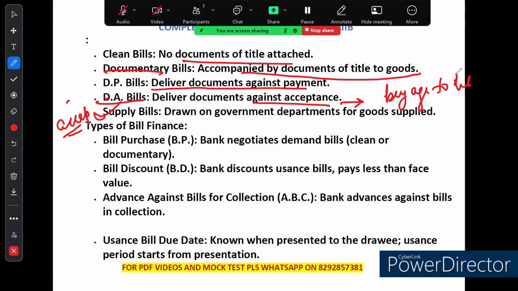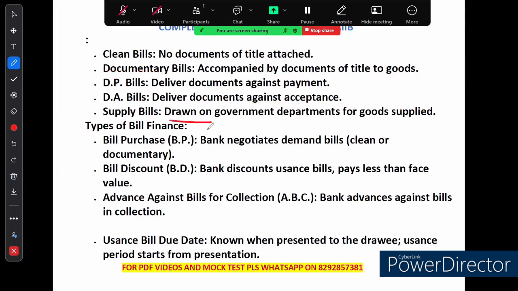Now let's talk about the supply bill. Supply bills are special. Why are they special? Because they are used when drawing a bill on a government department for goods supplied. So that's your quick guide to bills in banking.